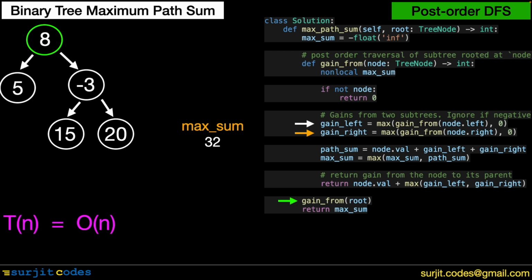Each node is processed once in the program, so the time complexity is of the order of n. Each node is saved in the call stack. So working memory is of the order of the height of the tree, for which the maximum value is n.